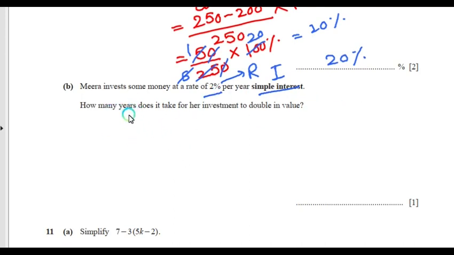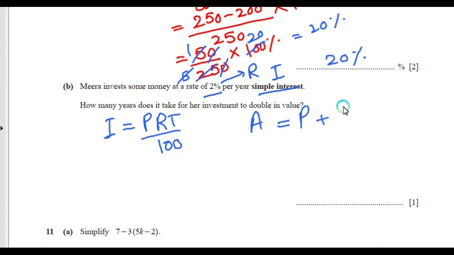Suppose P is the principal, the money she invested in the start, right? So the simple interest will be I equals PRT over 100, right? And we have to calculate the time so that this interest will be equal to the principal. Got it? Because the total amount she will have is equal to the principal that she invested plus the interest she got.